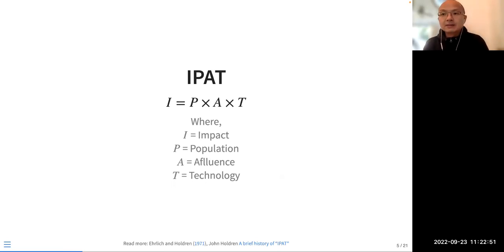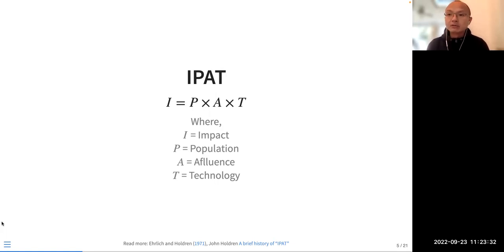One top-down example is the so-called IPAT formula. It was first discussed in a very impactful paper by Ehrlich and John Holdren, published in 1971 in the journal Science, to discuss how we quantify the impact of human activities. So I, impact, equals P multiplied by A and T, where P is population, A is affluence.